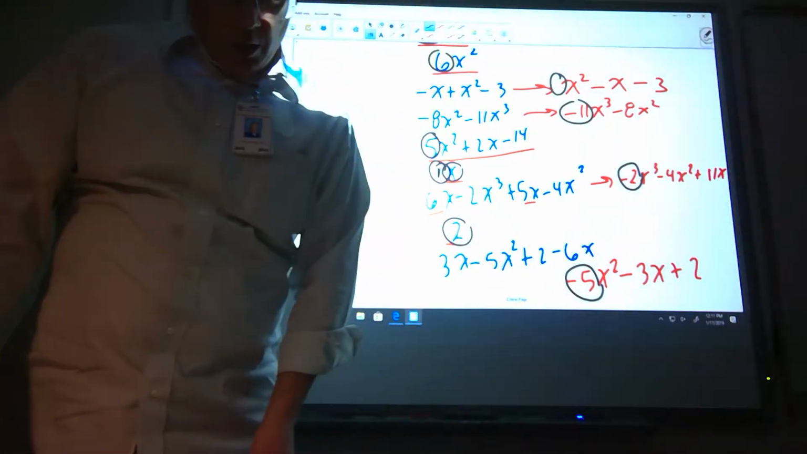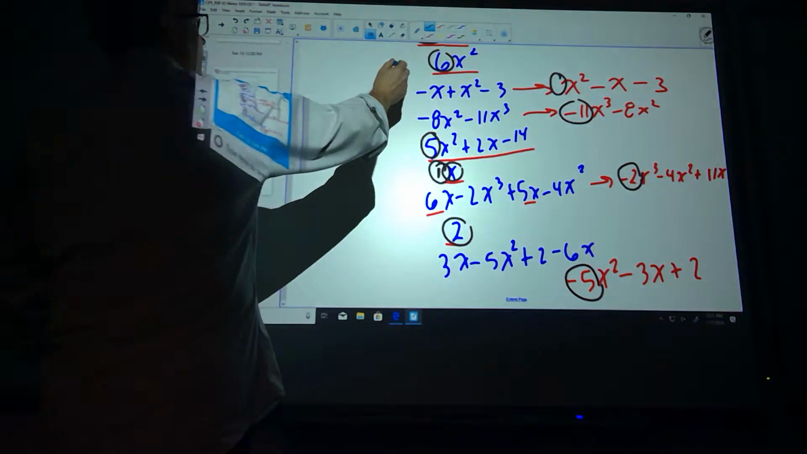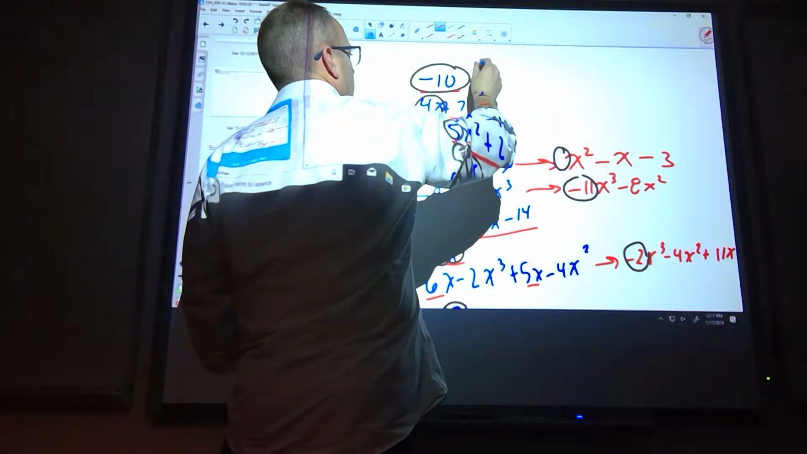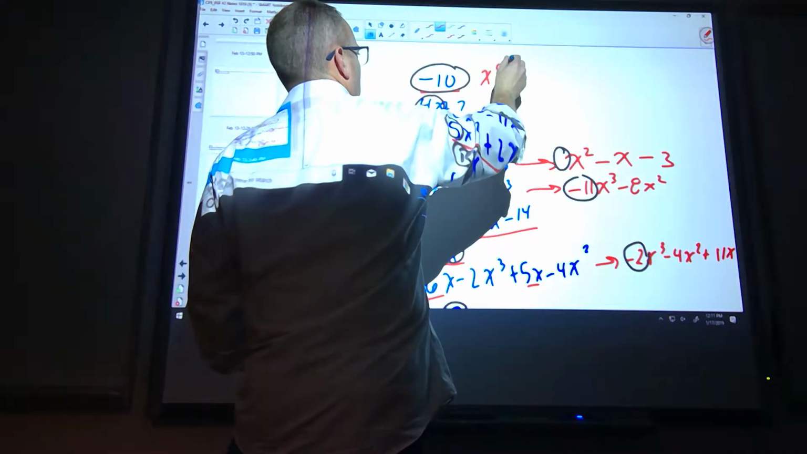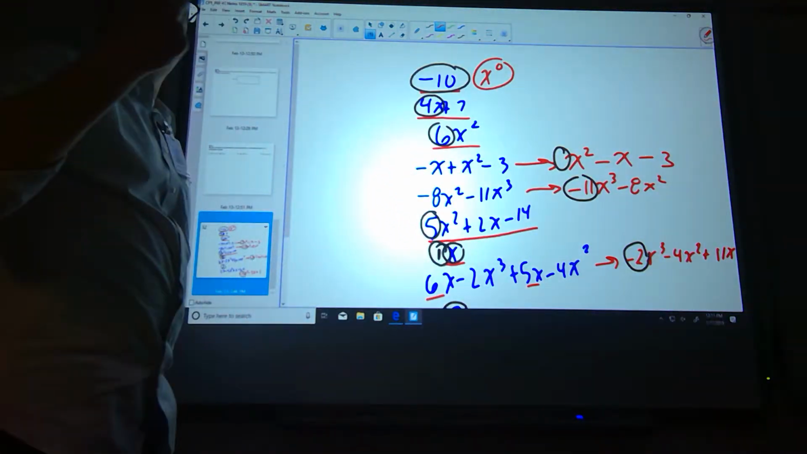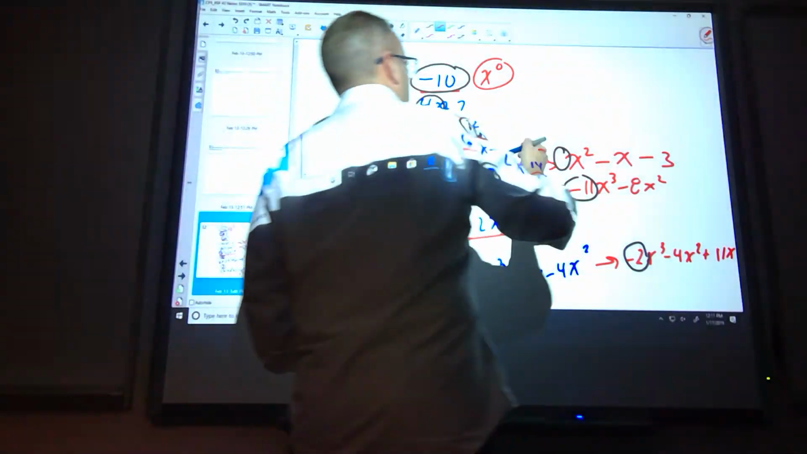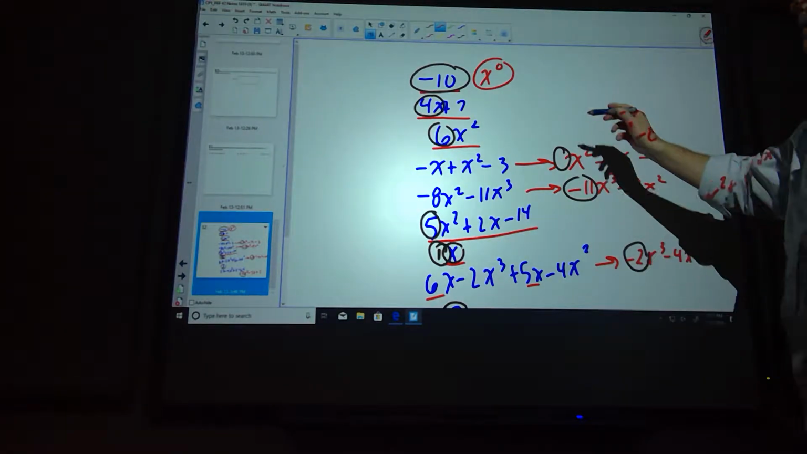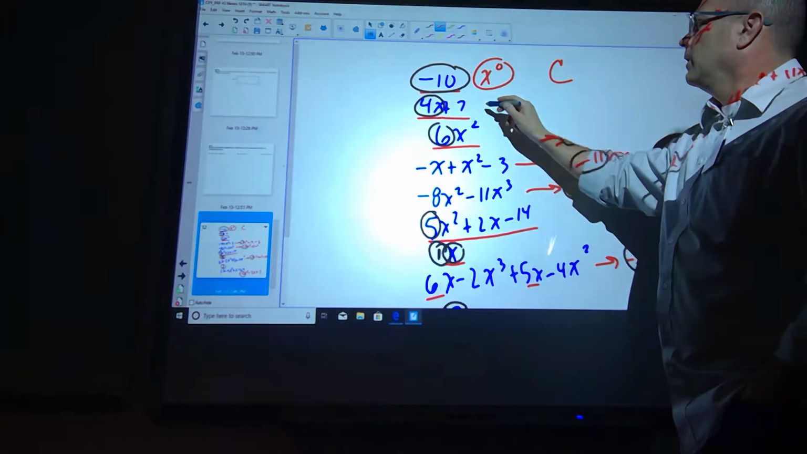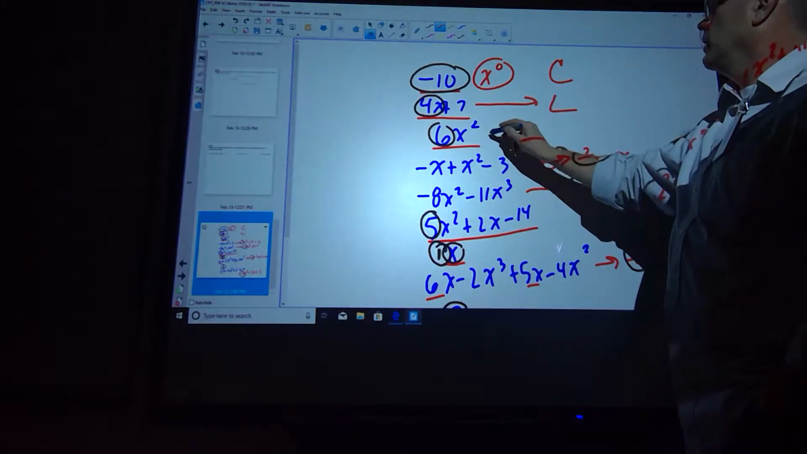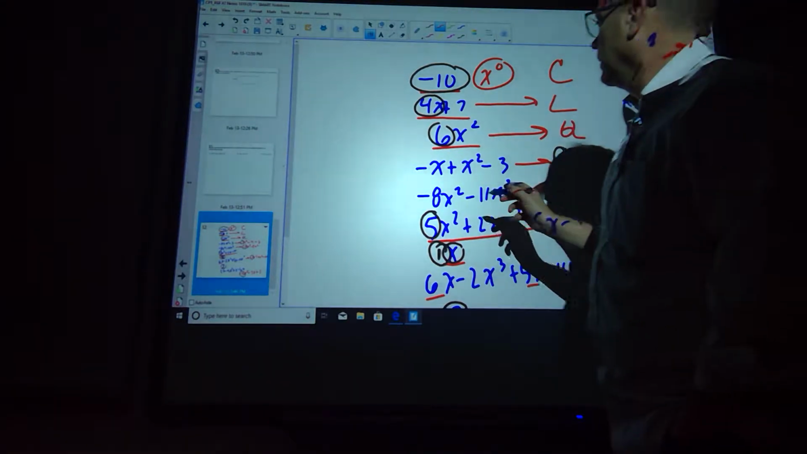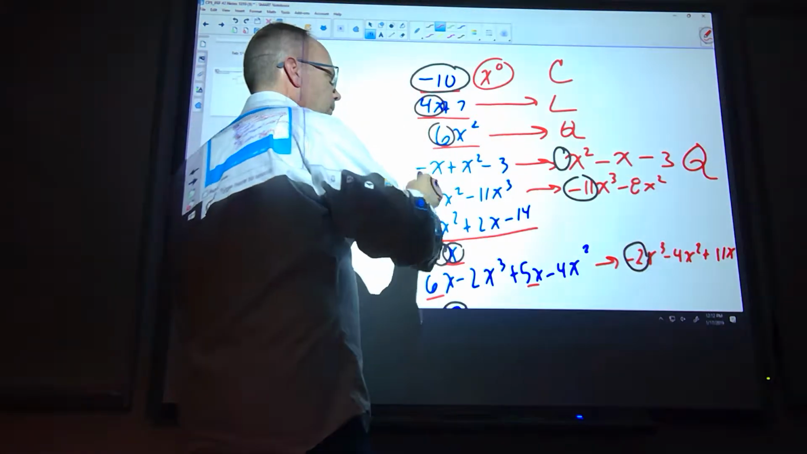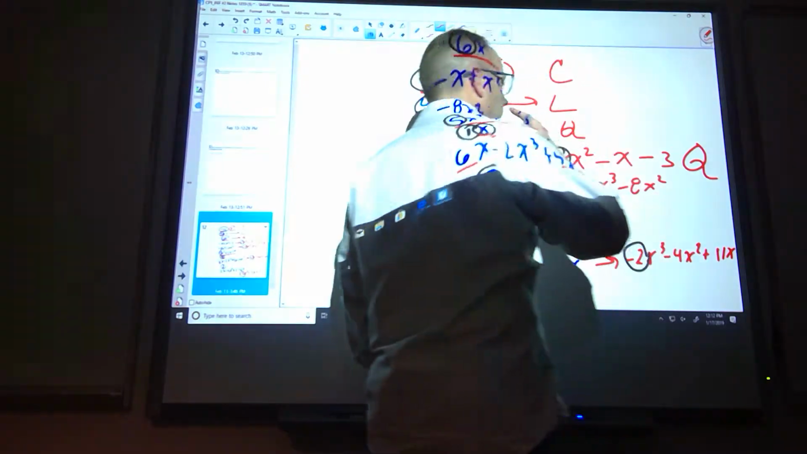And then it says name by degree. Okay? So this is basically x to the 0 power. Okay, x to the 0 is the same thing as 1. So if we name it by degree, how do I name it? It's a constant. I believe this top one's a constant. This one is linear. This one's quadratic, because I have squared. This one's also quadratic. This one is cubic.